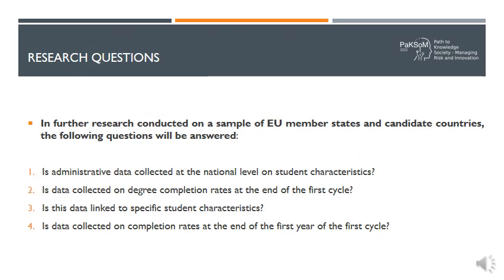In the research sample, there are member states of the European Union and some candidate countries. And in further research, the following questions will be answered. Is administrative data collected at the national levels on student characteristics? Is data collected on degree completion rates at the end of the first cycle? Then, is this data linked to specific student characteristics? And in the end, is data collected on completion rates at the end of the first year of the first cycle?